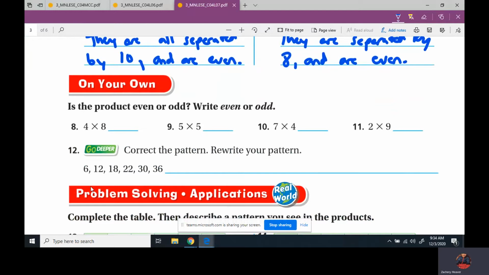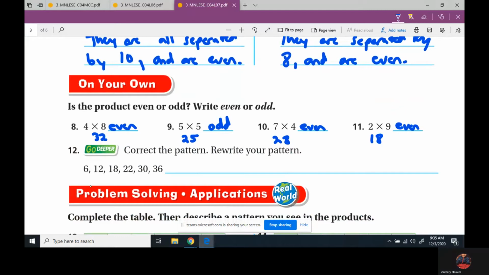Now, same thing, odd or even. 4 times 8 is 32. 5 times 5 is 25. 7 times 4 is 28. And 2 times 9 is 18. Is even, odd, even, even.